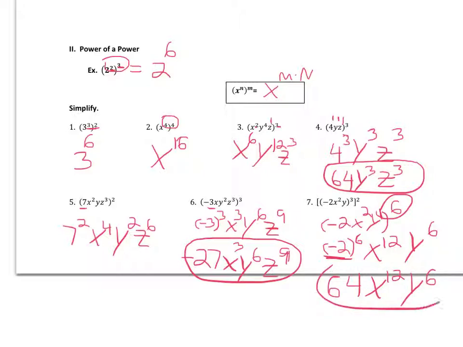All right, so this is our second property, power of a power. It kind of gives it away because you have parentheses. So if you have an exponent raised to another exponent, you then multiply the exponents.